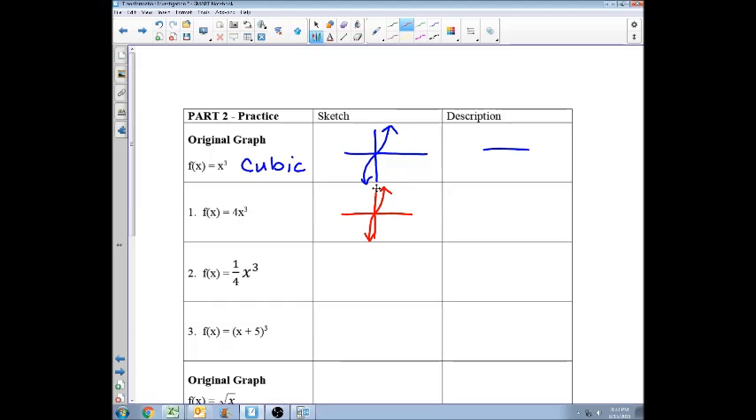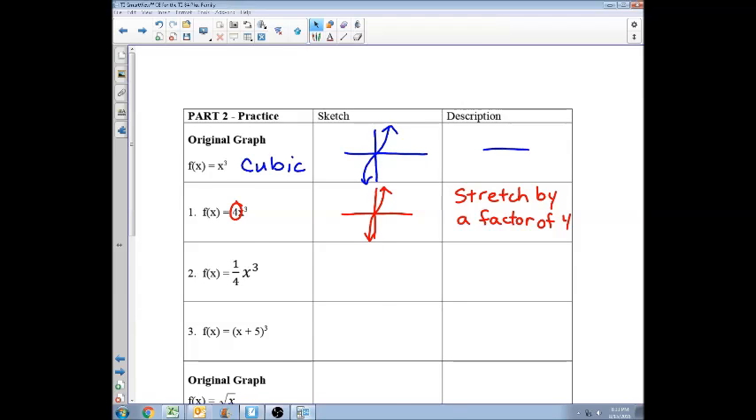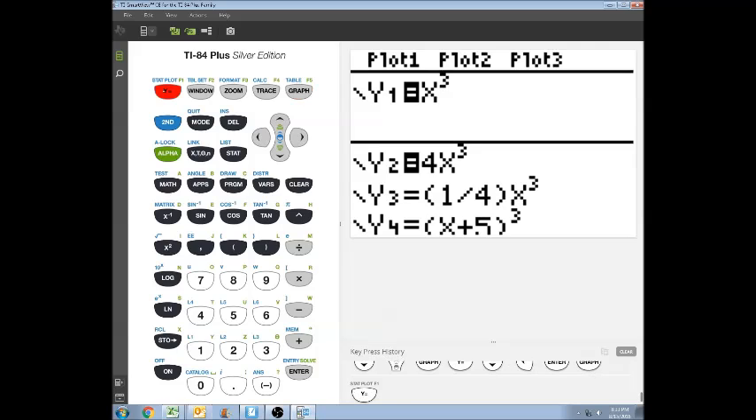Well, how would I write that? As a description, it would be stretch by a factor of 4, because I'm multiplying by 4. Think about multiplying. This is another way to think about it. If I multiply, I make it larger, or I stretch it out some. Okay? Let's go ahead and go back to our calculator, look at our next equation.